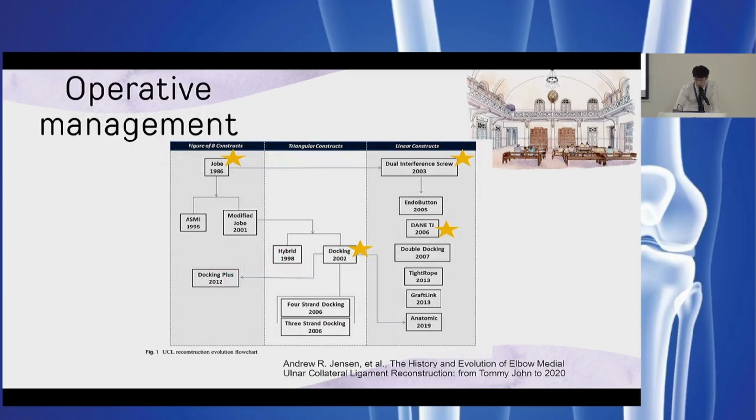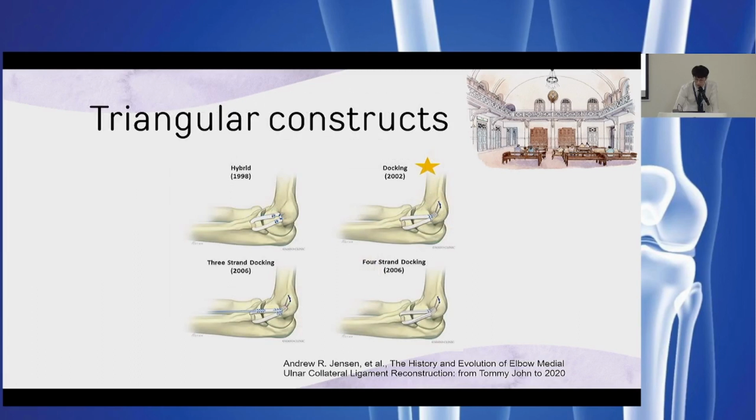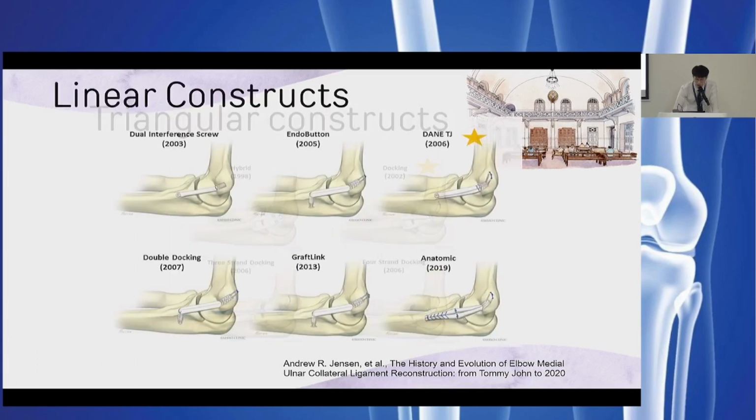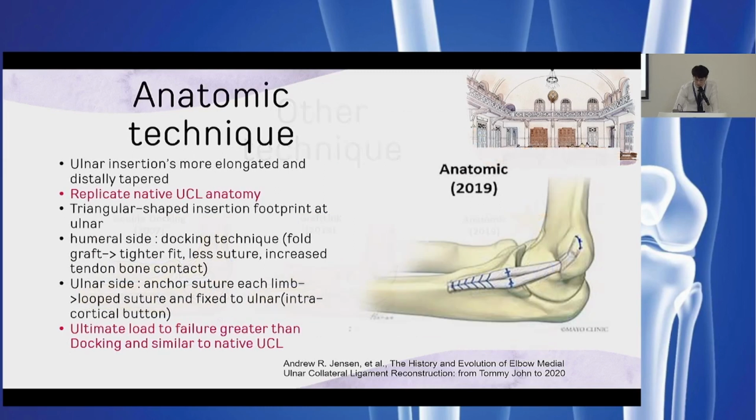it started in 1986 by Dr. Jobe and improved year by year. First of all, Dr. Jobe started with the figure-of-eight construct and they improved with the docking technique. That was a triangular construct, and the latest one is a linear construct. Today, another technique that I want to present is the anatomical technique.